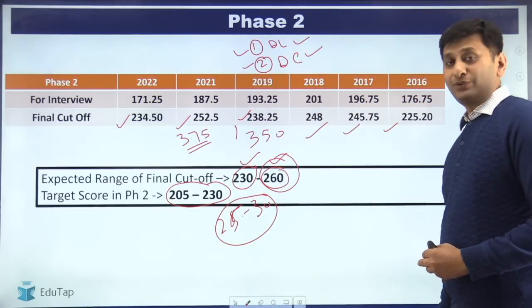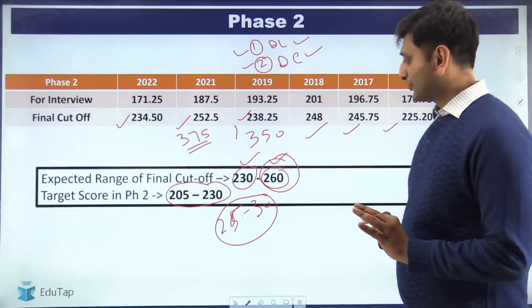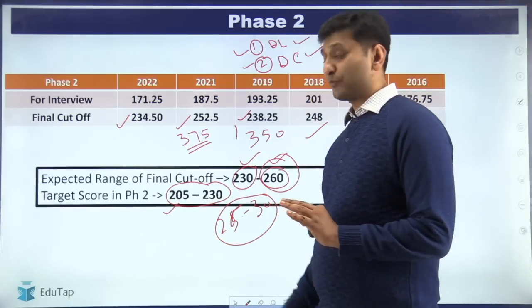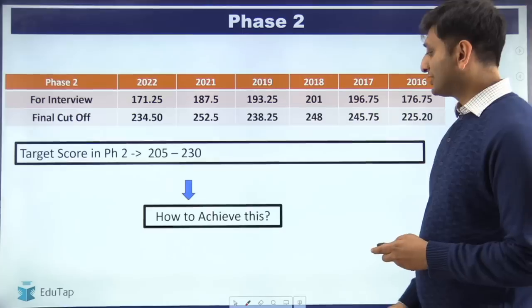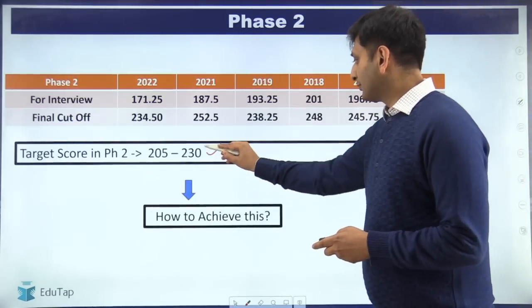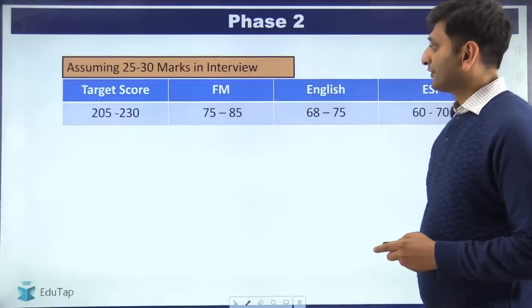205 to 230 should be the target score in phase 2. 205 when the paper is difficult and 230 when the paper is on the easier side. Now, how to achieve this? How can we further break this up into different subjects?